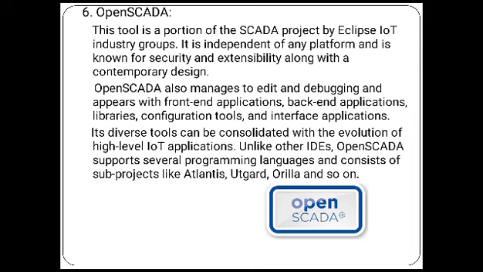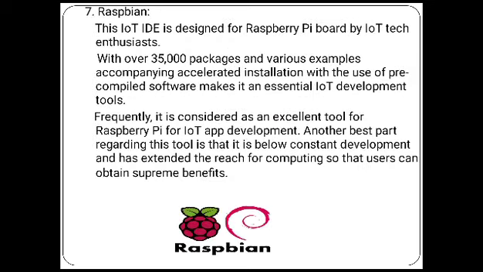Open SCADA. The tool is a portion of the SCADA project by the Eclipse IoT Industry Group. It is independent of any platform and known for security and extensively along with a contemporary design. Open SCADA is also managed to edit and debug, and appears with front-end applications, back-end application libraries, configuring tools and interface applications. A diverse tool can be consolidated with the evolution of high-level IoT applications. Unlike other IDEs, Open SCADA supports several programming languages and consists of sub-projects like Atinus, Utgard, Orilla and so on.